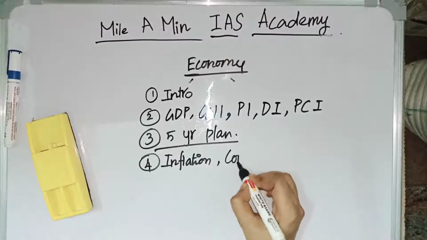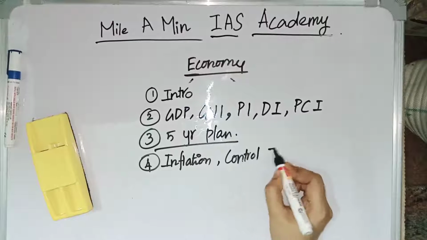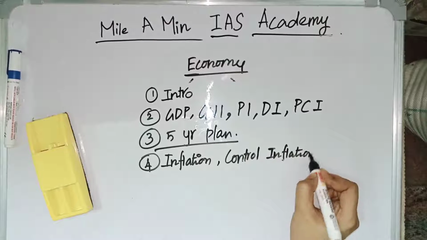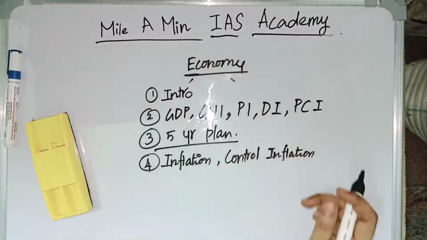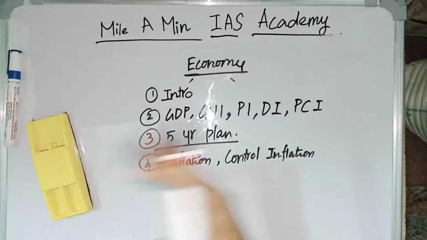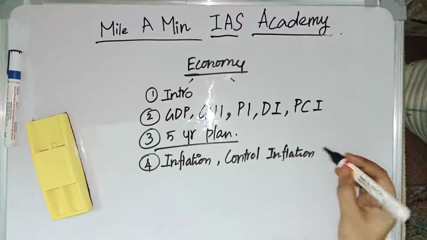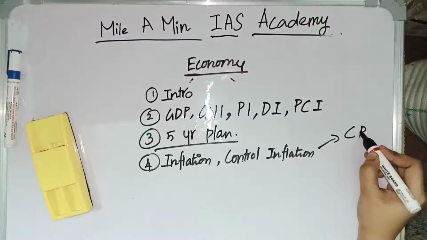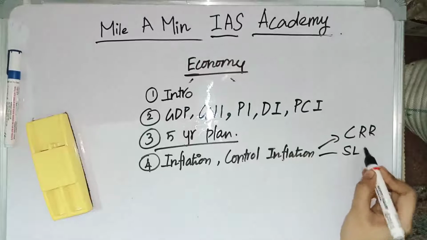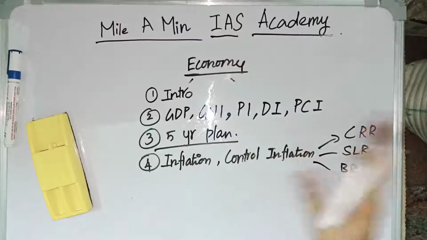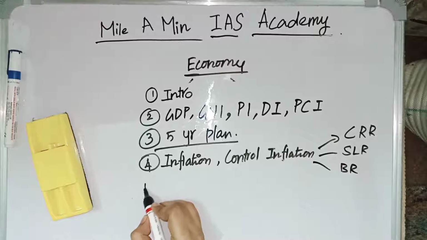Who is responsible for controlling inflation? Actually, it is the RBI which is responsible for controlling inflation, and the main party causing inflation is our government. The steps taken by the RBI to control inflation are the cash reserve ratio, statutory liquidity ratio, bank rate, repo rate, and marginal standing facility. All those things we will discuss in the fourth topic.